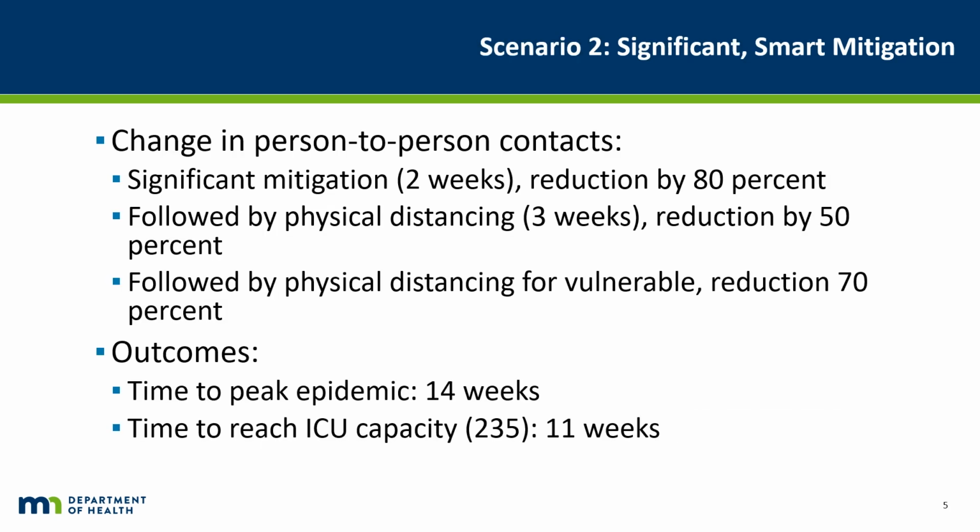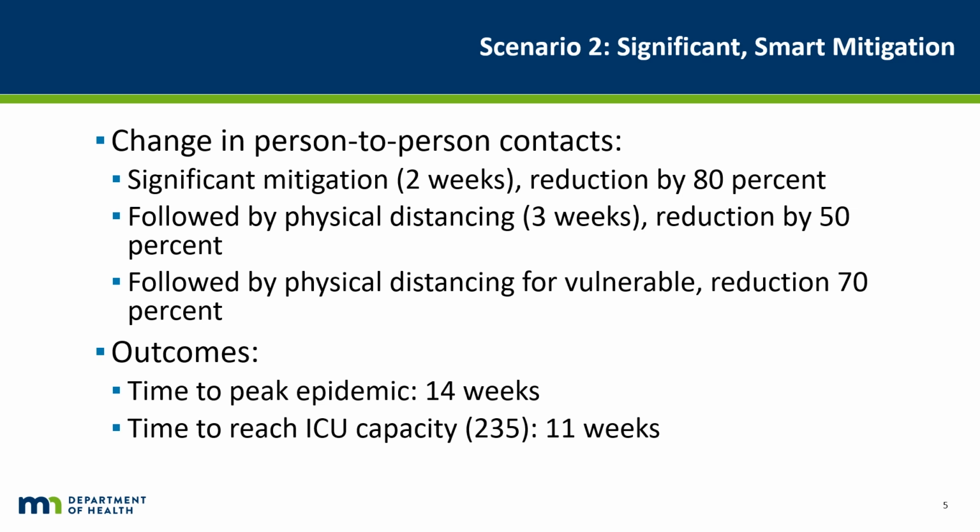In the next scenario that we modeled, we looked at the significant mitigation that was started in the state on March 27th, where we assume an 80% reduction in contacts, followed by an additional 3 weeks of the social distancing we were doing prior to that, which we're assuming reduces contacts by 50%. Following that, which would be projected to lift on May 1st, we're then assuming continued social distancing for vulnerable populations with a reduction in contacts of 70%, but only for that particular population.